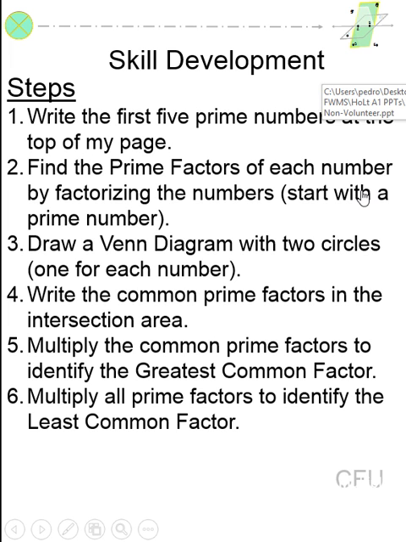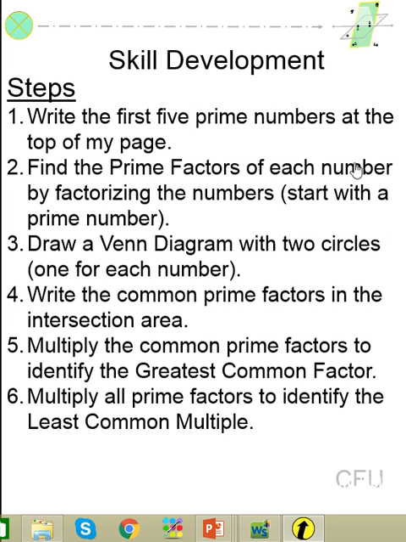Step 2, find the prime factors of each number by factorizing the numbers. Start with the prime number. Step 3, draw a Venn diagram with 2 circles, 1 for each number. Step 4, write the common prime factors in the intersection area. Step 5, multiply the common prime factors to identify the greatest common factor. And number 6, multiply all prime factors to identify the least common multiple. Sorry. Copy that, please.